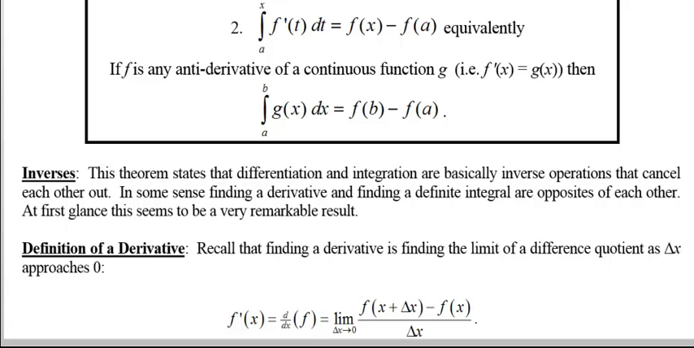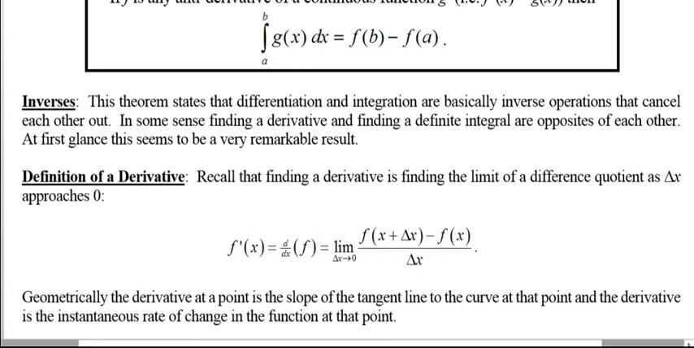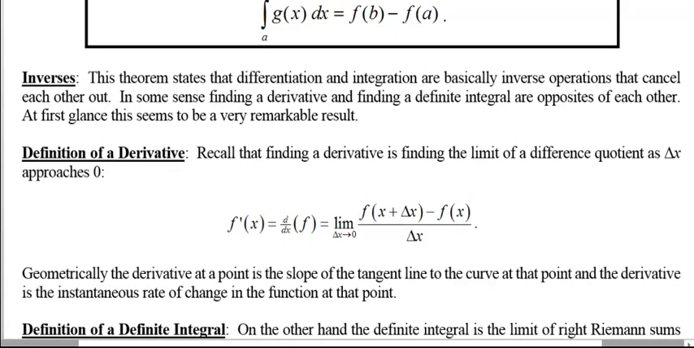At first glance this might be a remarkable result, because let's think about what we had. Remember, our definition of a derivative is the limit of a difference quotient as delta x approaches 0. That is, the derivative of f with respect to x, or f prime of x, is defined to be the limit as delta x goes to 0 of f of x plus delta x minus f of x over delta x. So it's a limit of a difference quotient.